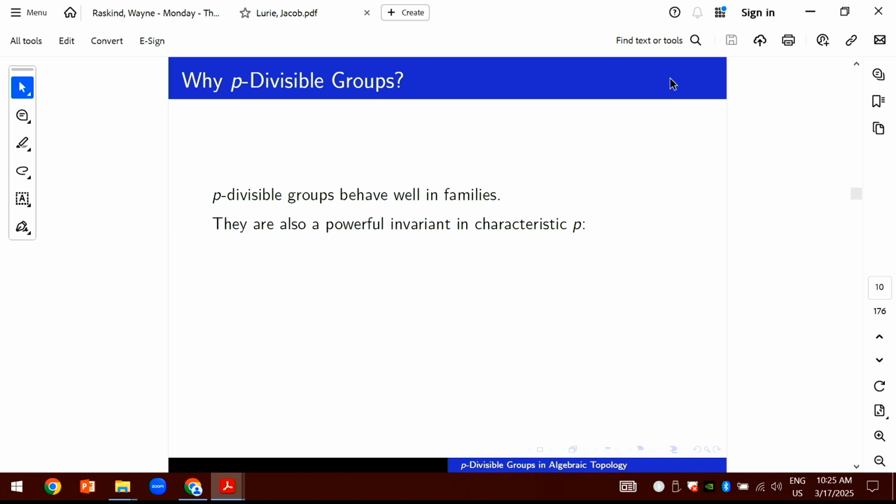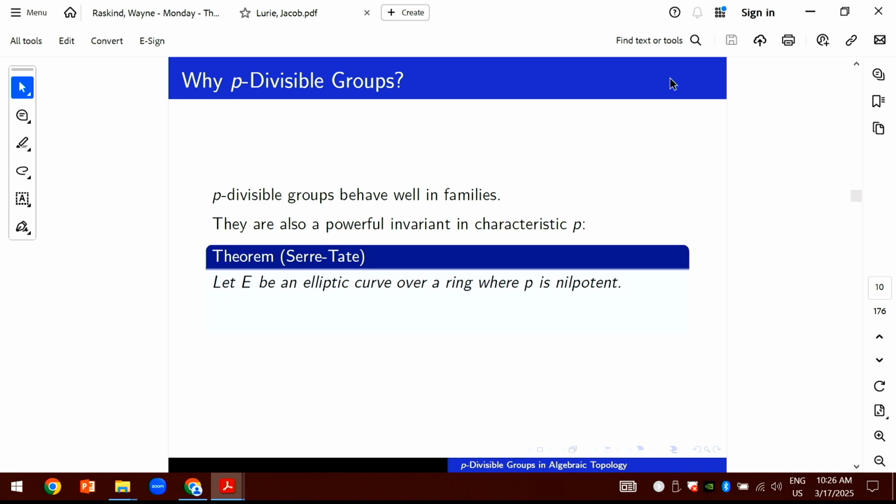And another reason that you might want to consider the p-divisible groups is that when you take the formal group and the Tate module and put them together in this way, you get a very powerful invariant. One illustration of this is the Serre-Tate theorem. If you start with an elliptic curve, or more generally an abelian variety, over a ring where p is nilpotent, then deformations of the elliptic curve are the same as the deformations of its p-divisible group. So remembering the p-divisible group remembers, in some sense, everything about the elliptic curve at an infinitesimal level.